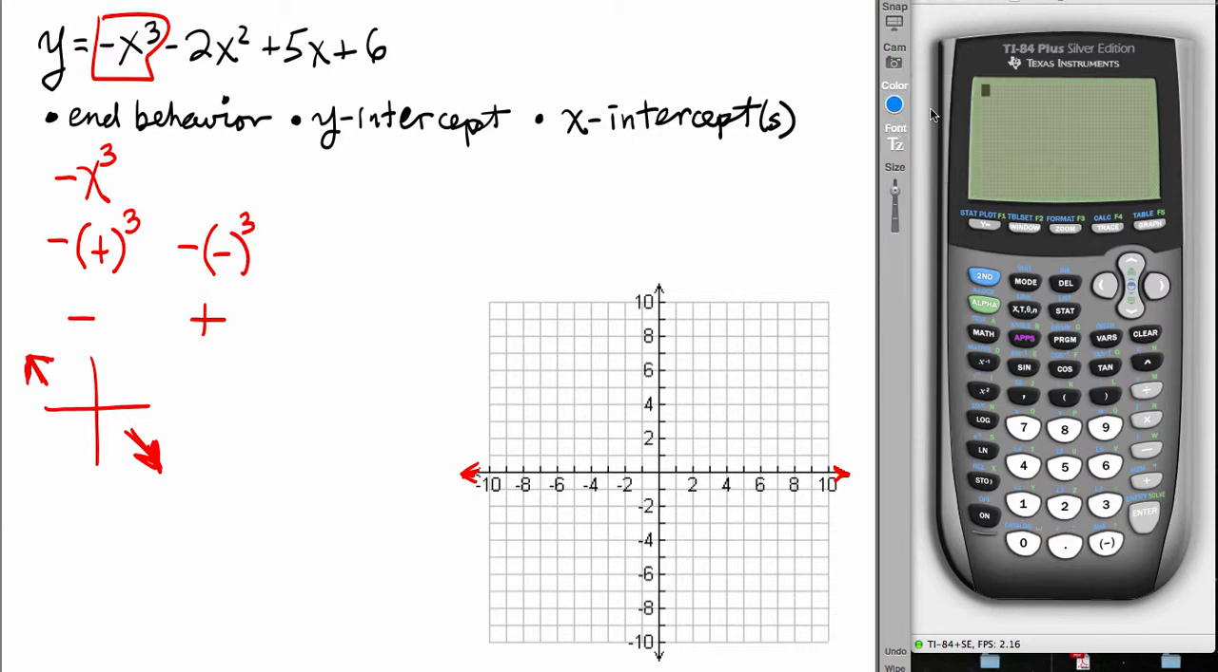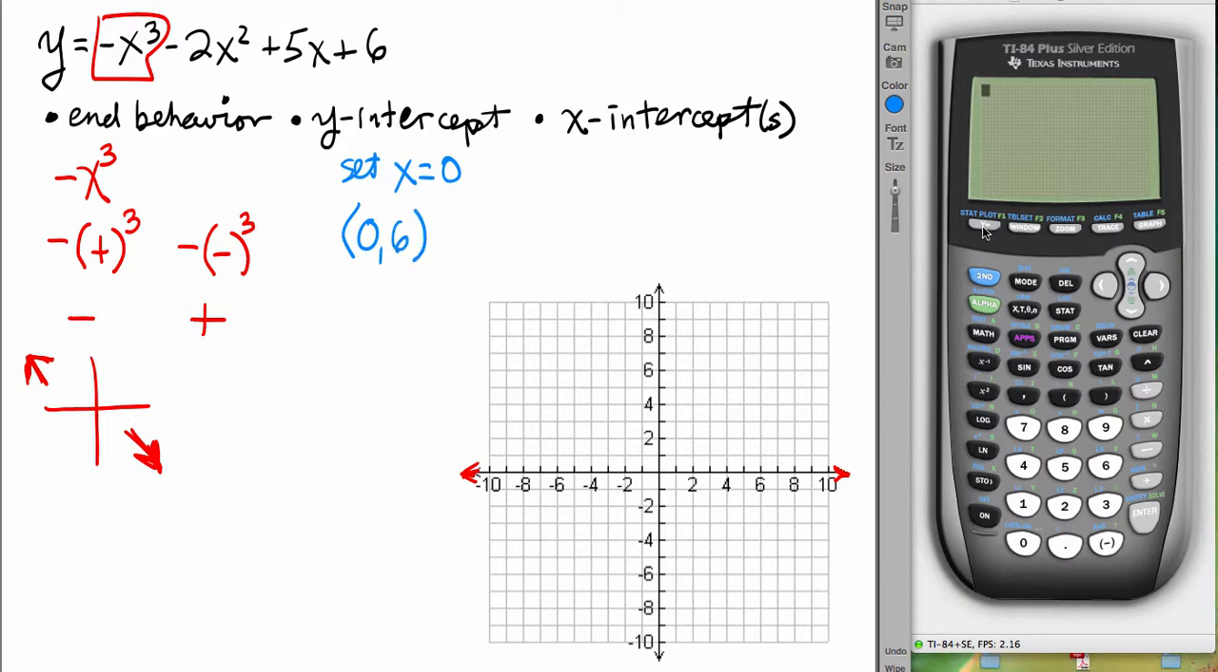Now, the y-intercept is easy to find. You just, in the equation, set x equal to 0. Now, any term which involves x will be 0, so the y-intercept is 6, and it occurs at the coordinates 0, 6.